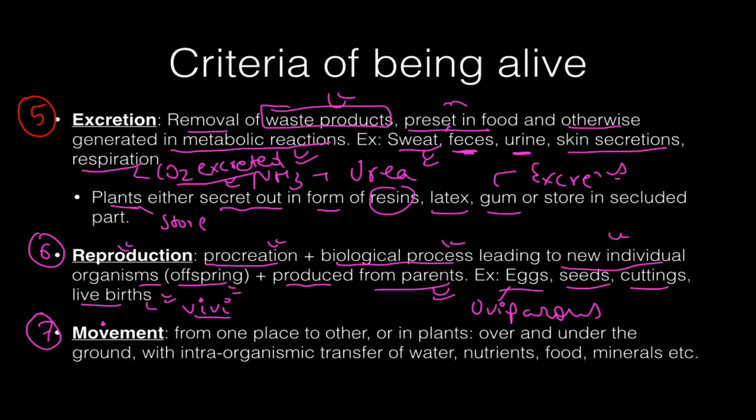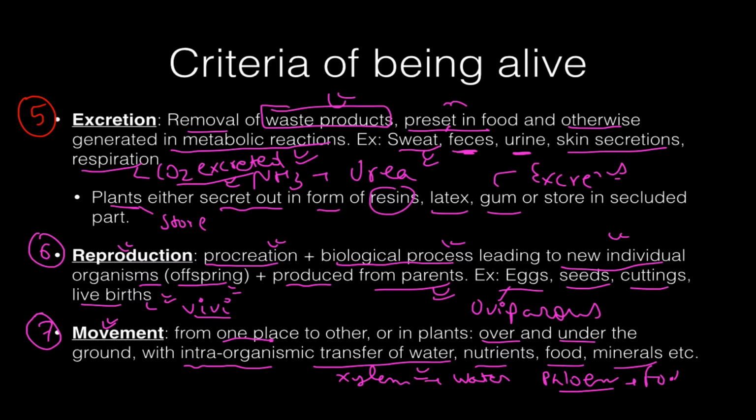And the seventh point is movement. This is also very, very critical. अब कुछ लोग बोलेंगे प्लांट तो मूव करते ही नहीं है. So for them, plants move over the ground and under the ground with the help of roots and with the help of shoots, branches and leaves. And there is also intra-organismic transfer of water, nutrients, food, minerals, etc. in plants. Through xylem, they transfer water and nutrients, and through phloem, that is food. Is that understood?